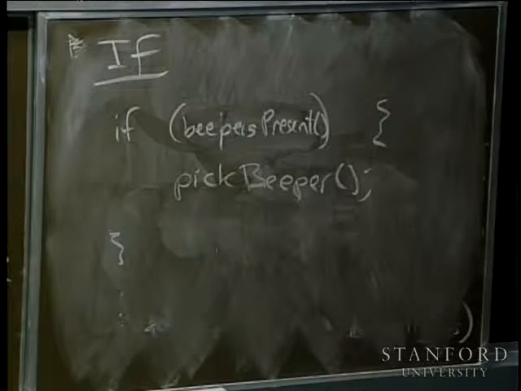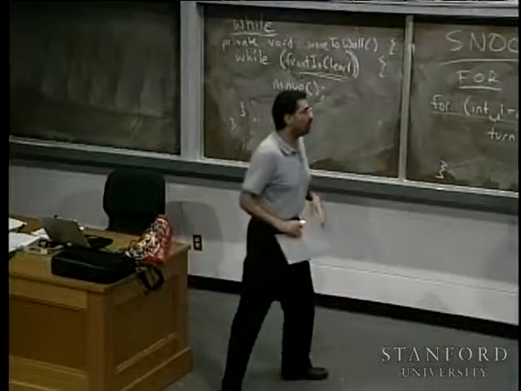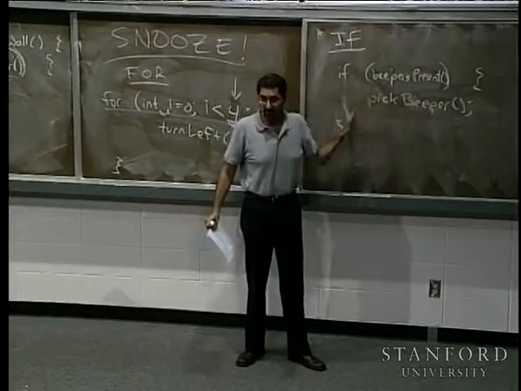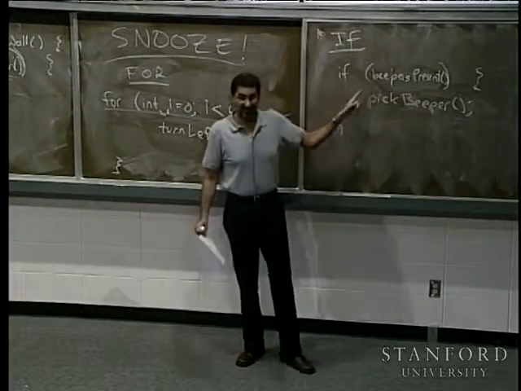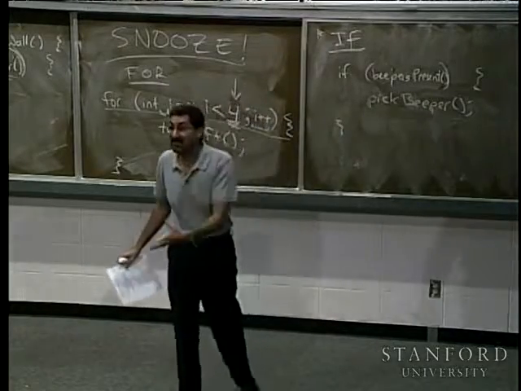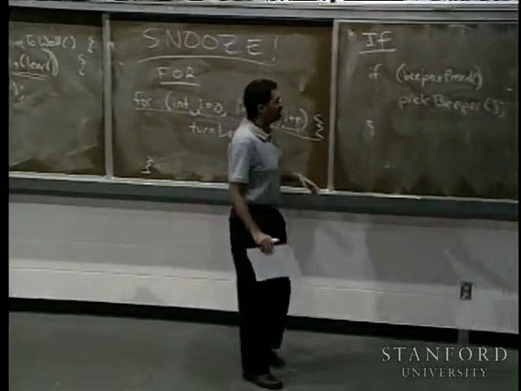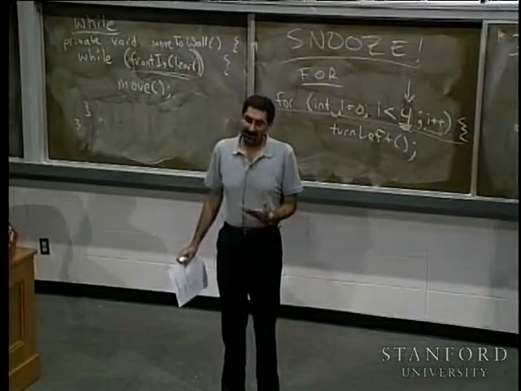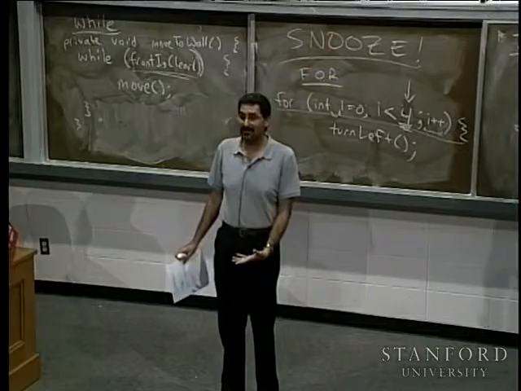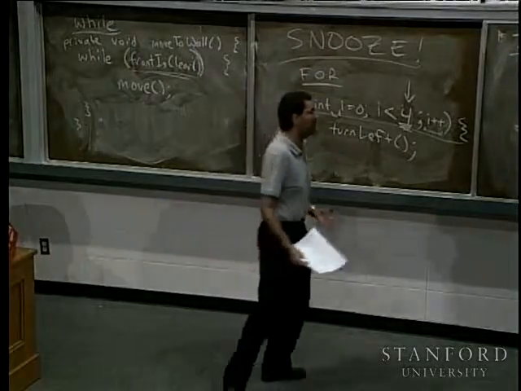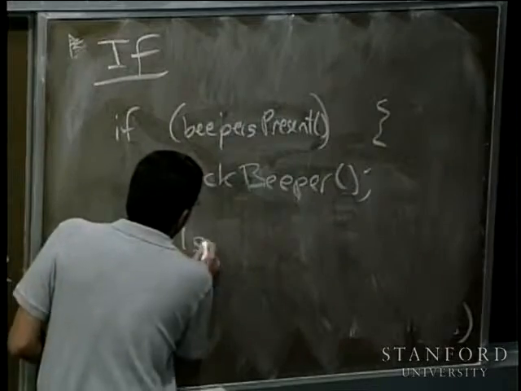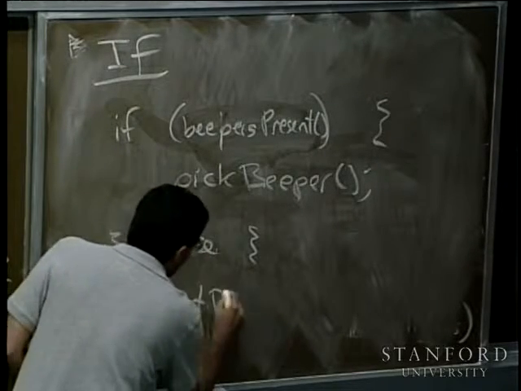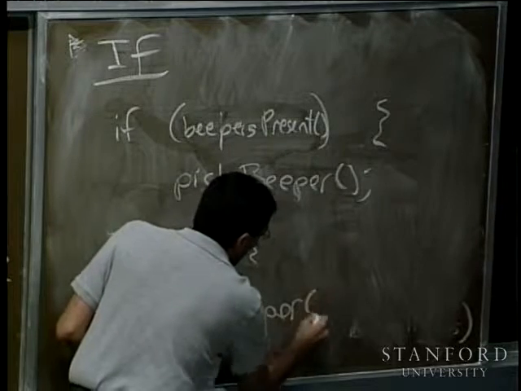It's all lowercase. Now, sometimes what happens in life is you don't want to just say if something is true, then do this. You want to say if that thing is false, then I want to do something different. Okay? So you might want to say, hey, if there's a beeper present, I'm going to pick it up. But if there isn't one there, Karel feels a little sad, and he's going to put a beeper down to plant a new tree because he wants to fight global warming. So, else, and then we're going to have another body here, put beeper, assuming that Karel has beepers in his bag.